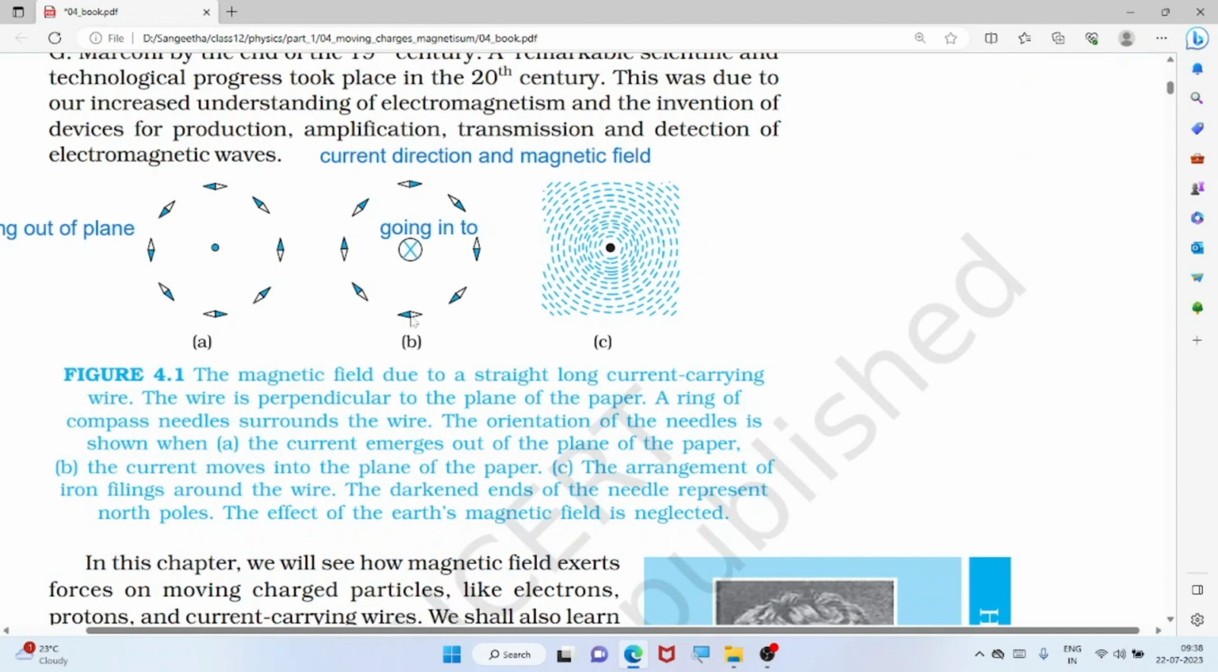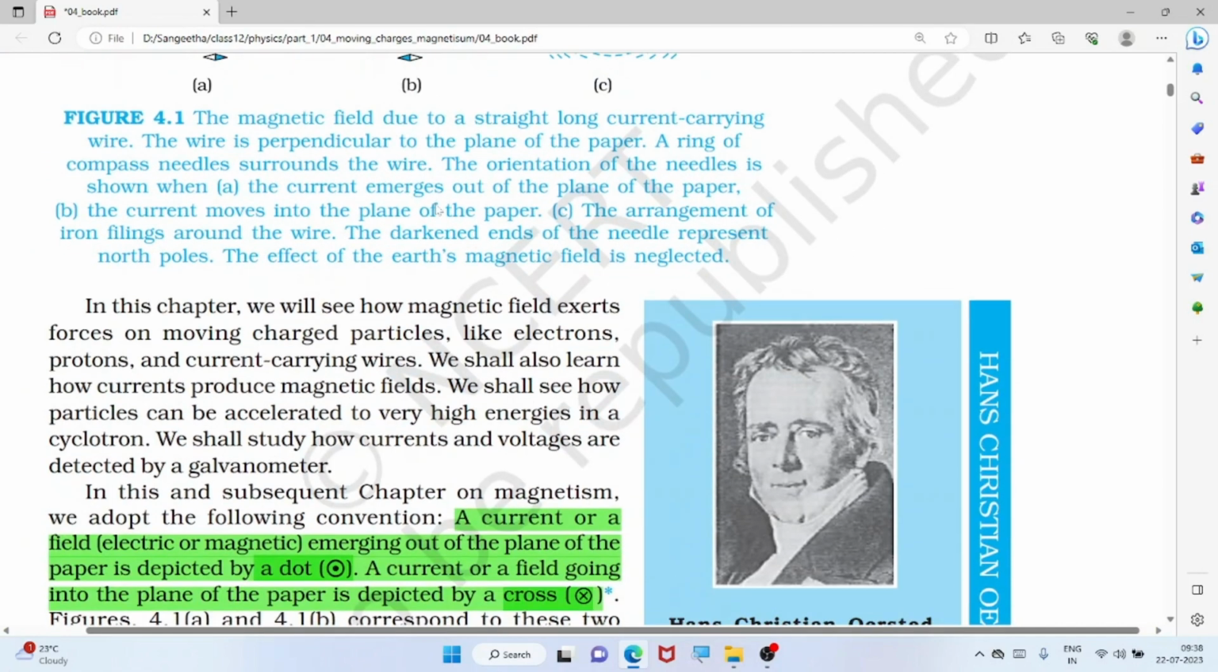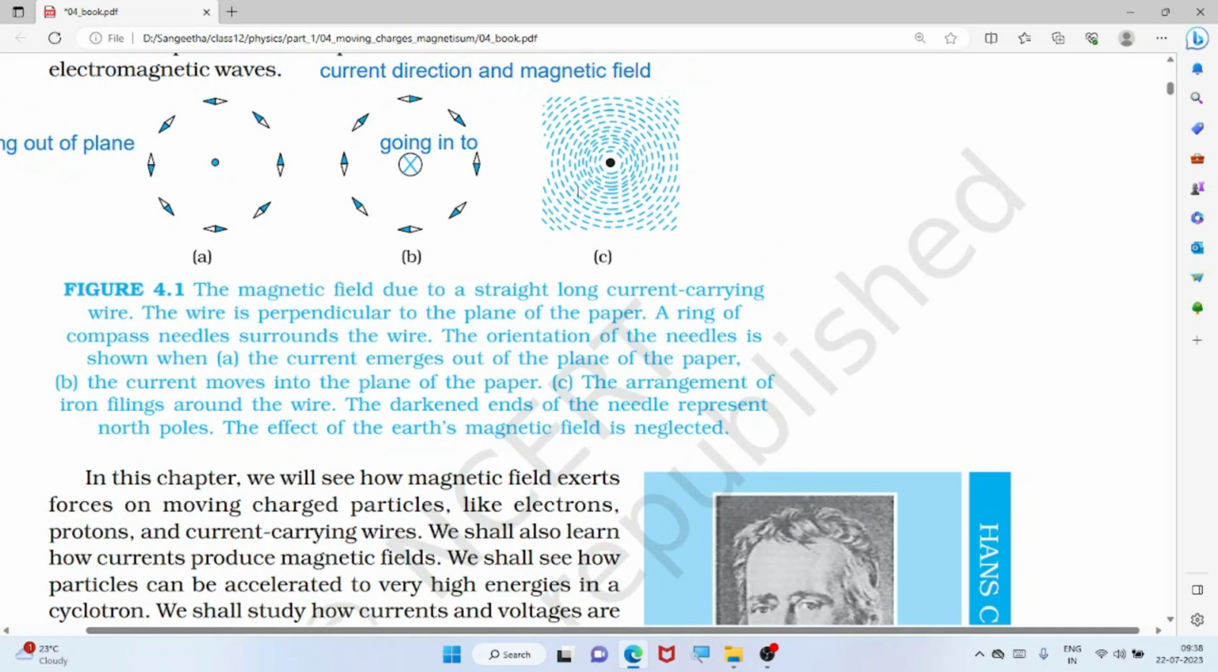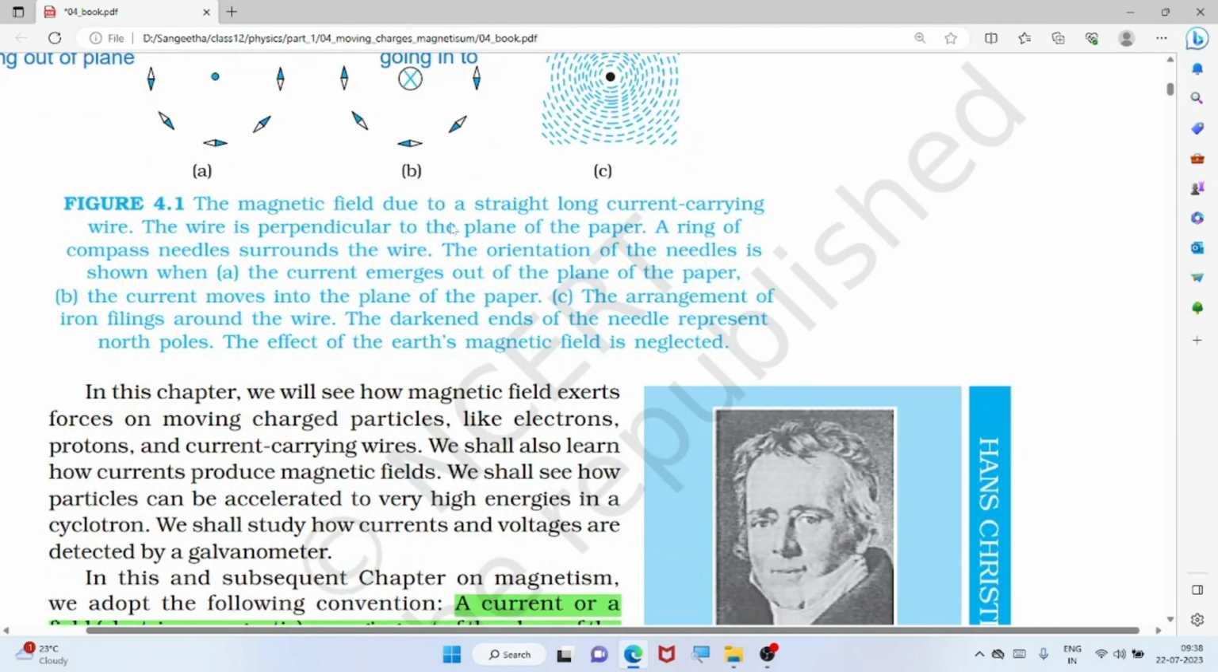So here, this cross means current is going into the plane, and using your right hand thumb rule you can find the direction of the magnetic field like this. Here it is coming out of the plane, so the direction of the magnetic field is like this. This is iron filings again surrounding the magnet, the arrangement of the iron filings around the wire.